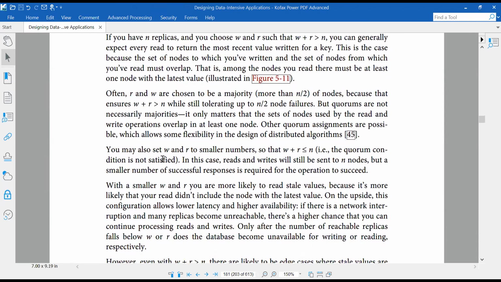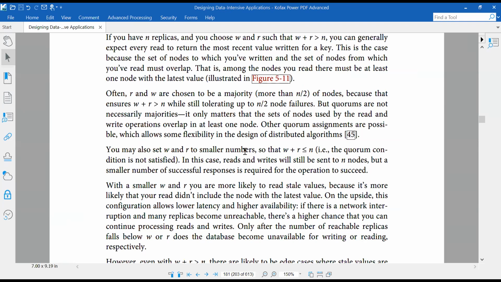Then you may also set W and R to smaller numbers so that W plus R is less than or equal to n. That is, the quorum condition is not satisfied. In this case, reads and writes will still be sent to n nodes, but a smaller number of successful responses is required for the operation to succeed. Let's understand this.